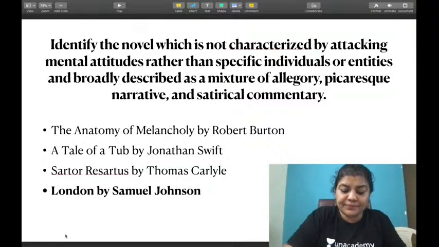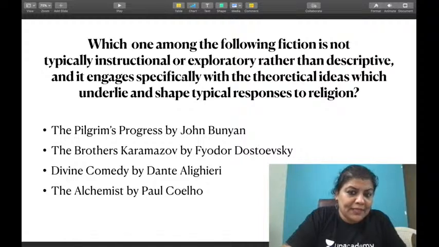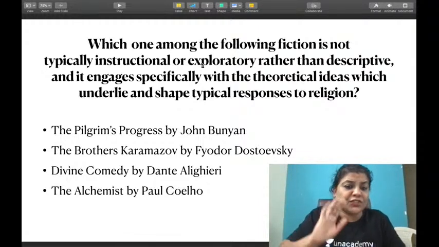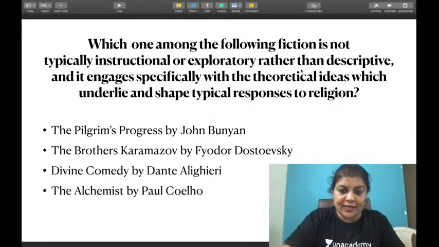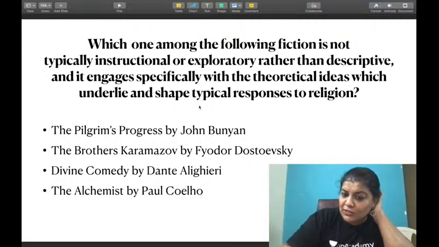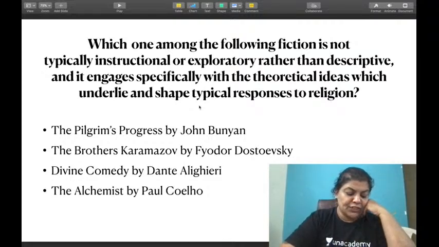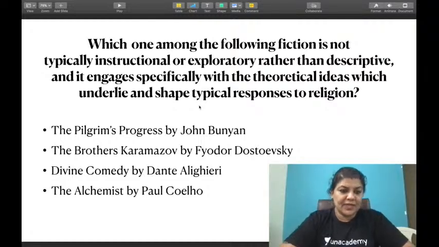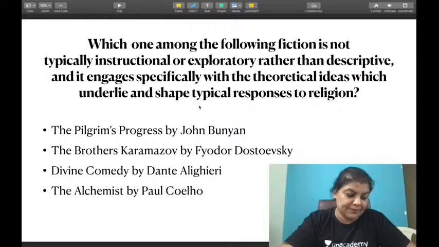No problem. Which one among the following is not typically instructional or exploratory rather than descriptive, and it engages specifically with the theoretical ideas which underlie and shape typical responses to religion? Listen. Which of these is not a religious allegory? It is not typically instructional. It's not pedagogical.